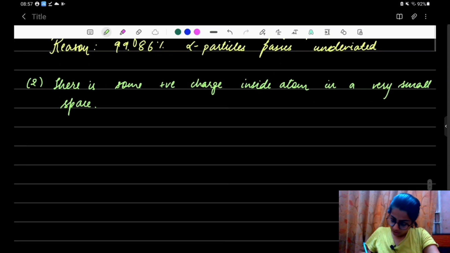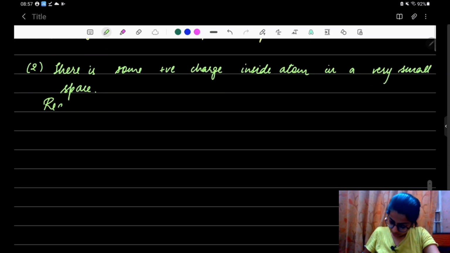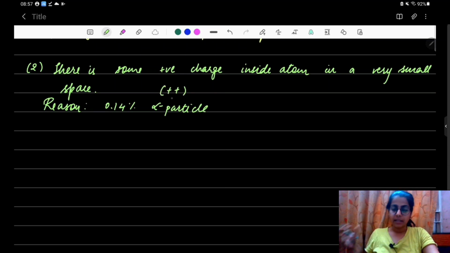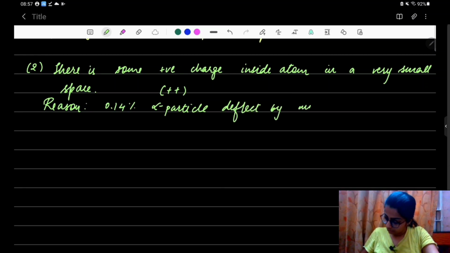So the reason is, 0.14% alpha particles are positive in nature, doubly charged helium ions. That's why the alpha particles are getting away. They are experiencing force of repulsion. So 0.14% alpha particles deflect by more than 1 degree.